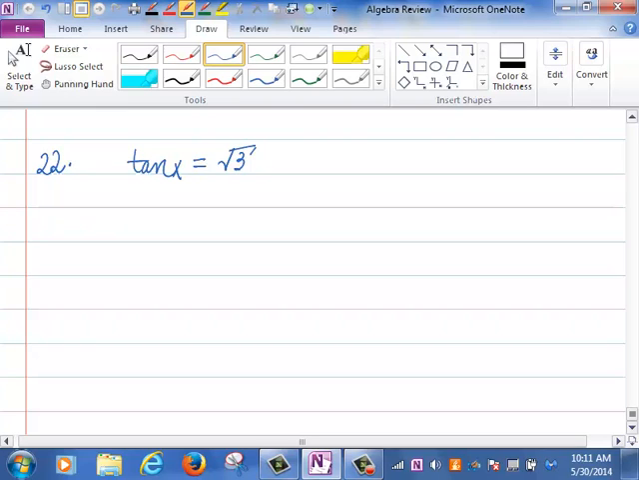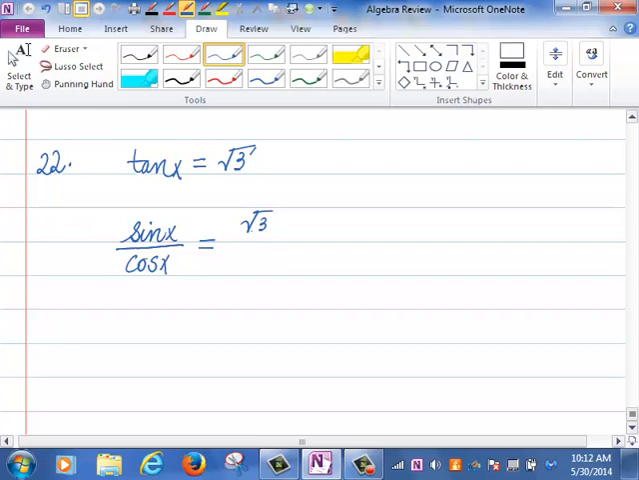So can someone give me a value of x? So remember, tangent means what? Tangent means sine x over cosine x, which is root 3. So it's just root 3. Now, I am looking for an angle x. So can someone give me an angle in the first quadrant where sine x over cosine x would be root 3?